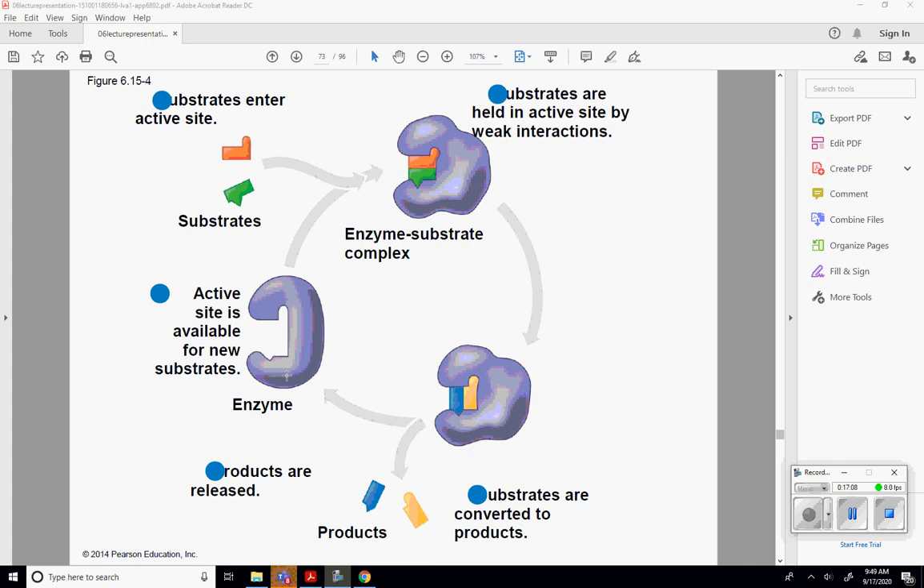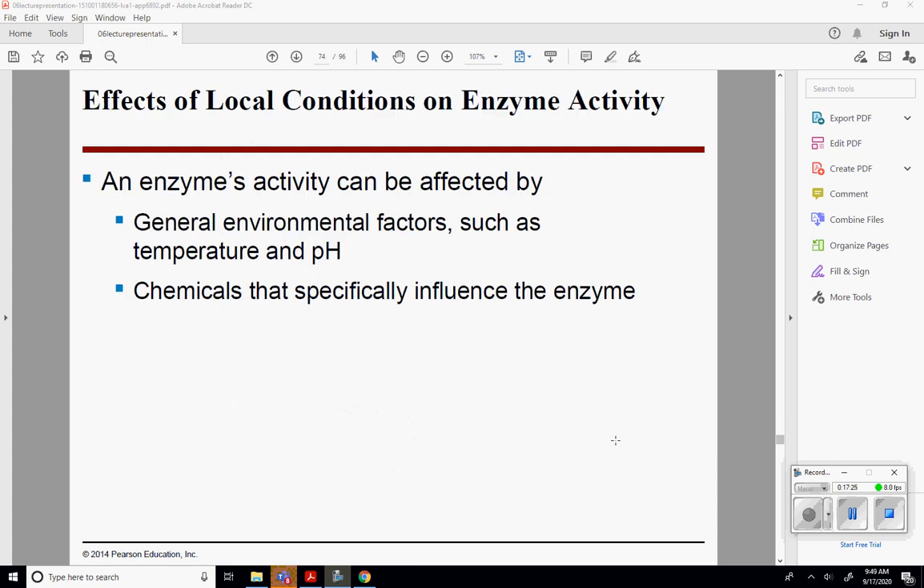The active site's still available. Like I was mentioning, the enzyme itself's not changed in the chemical reaction. These are, but not the enzyme itself. And so it continues to do its job. Active site's available for it to happen all again. So it's almost like a matchmaking machine. It is a matchmaking machine.